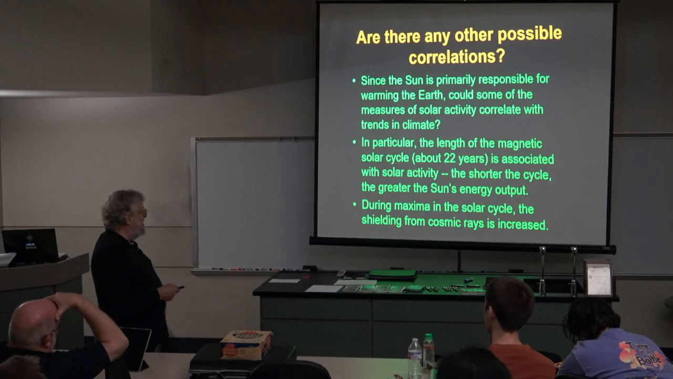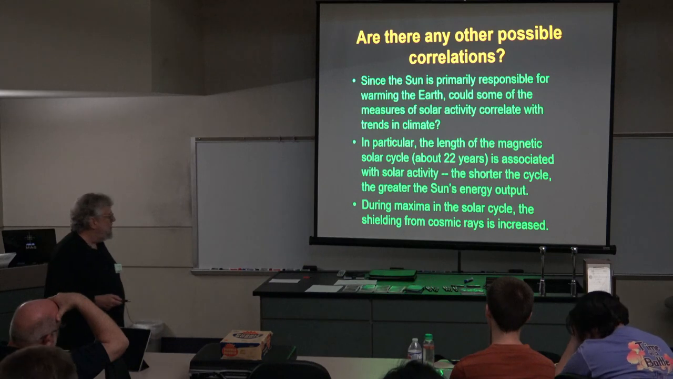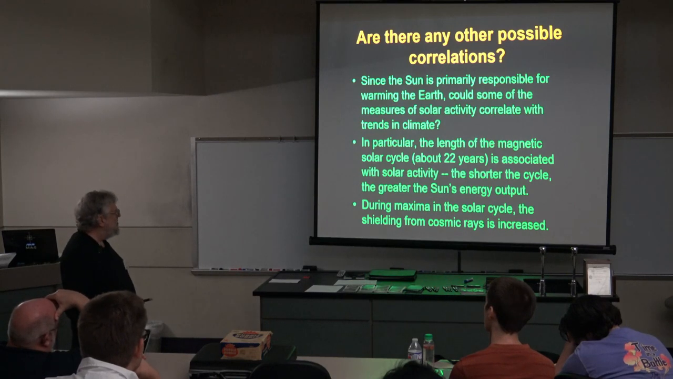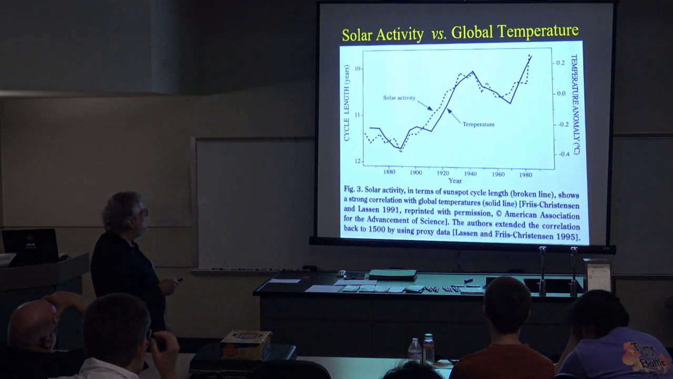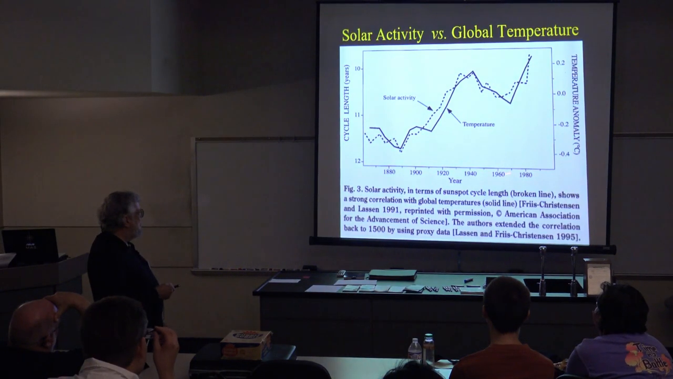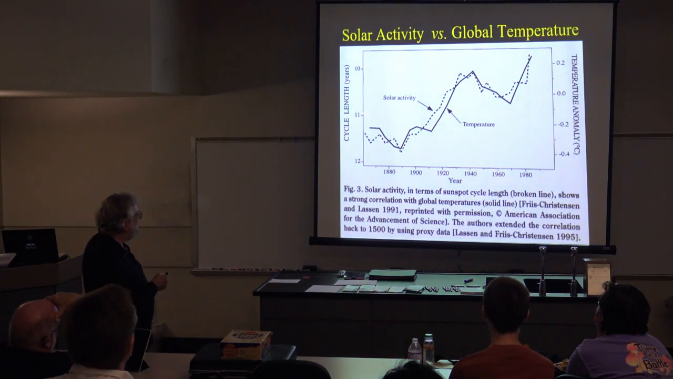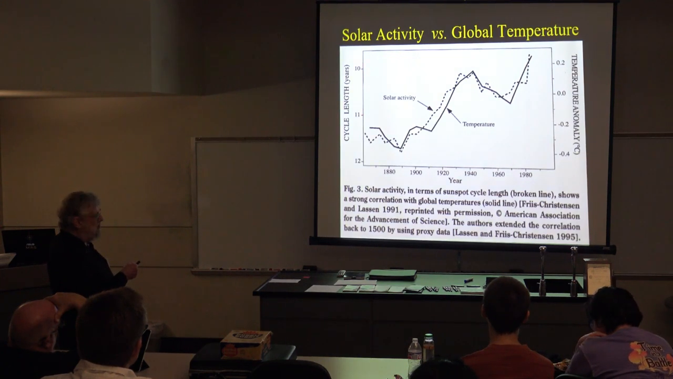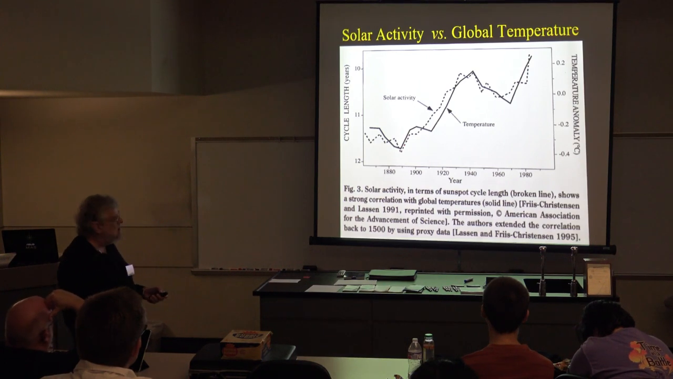And here's kind of a side thing. During maxima in the solar cycle, the shielding from cosmic rays is increased, if cosmic rays have anything to do with Earth's climate. And finally, here's a correlation between temperature fluctuations on the Earth's surface and the length of the solar cycle, 11 years being kind of the average. Notice this scale is backwards, so that the lower length of time, the shorter the cycle, corresponds with higher temperatures. And a longer solar cycle leads to lower temperatures, and there's a very decent correlation there.